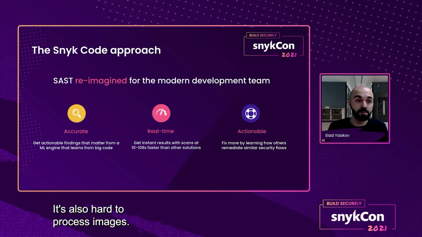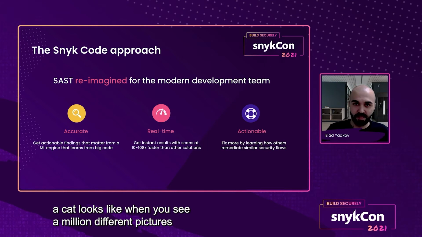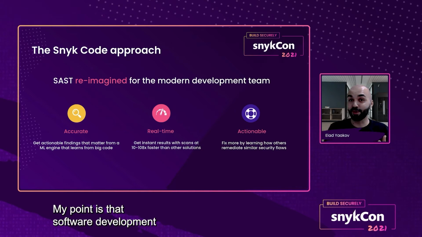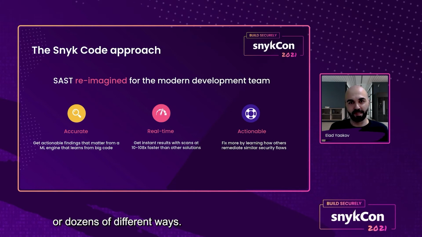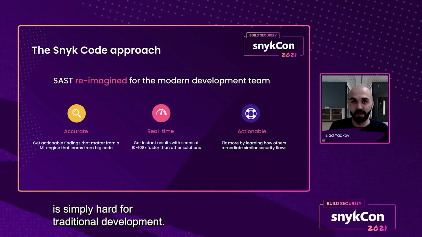It's also hard to process images. It's very hard to understand what a cat looks like when you see a million different pictures of cats in different ways and so on. My point is that software development is very similar to that. You can build the same feature in hundreds or dozens of different ways. And this means that modeling this kind of problem domain is simply hard for traditional development.